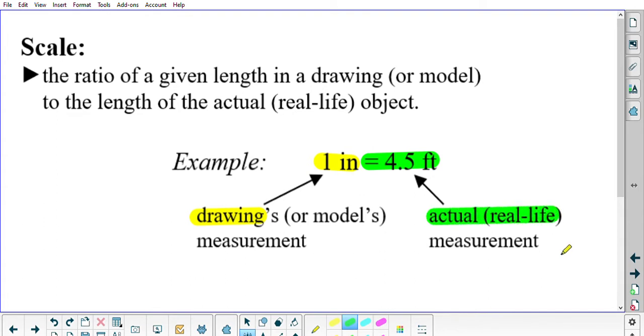Scale is used a lot, especially when you have scale drawings or models that are created to scale that represent an actual real life object. And so scale is a very important ratio which can often pop up on some geometry problems. Keep that in mind for some future problems coming up today.